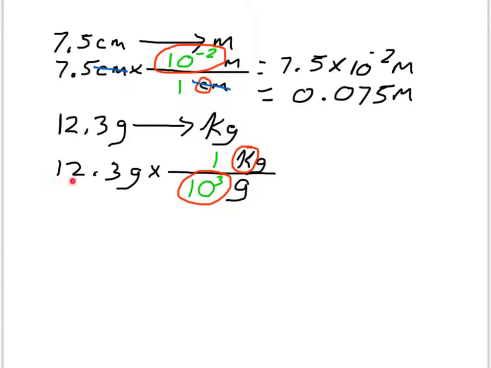That's a times sign, so we could continue the line all the way along right here if we wanted to. And grams in the numerator, grams in the denominator will cancel. So we can cancel that with that, and then we write down what's left, and this is going to be 12.3 divided by 10 to the 3, which is 0.0123 kilograms.